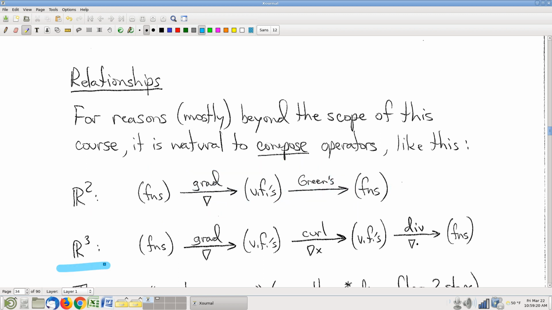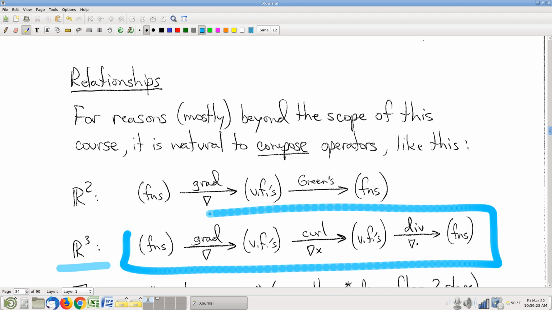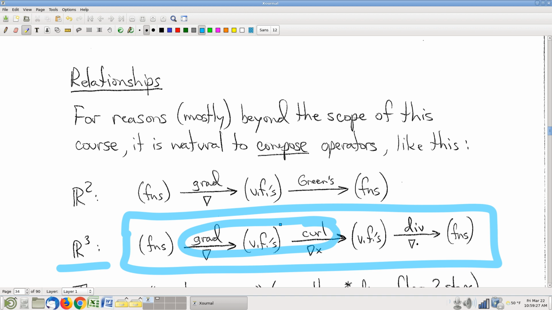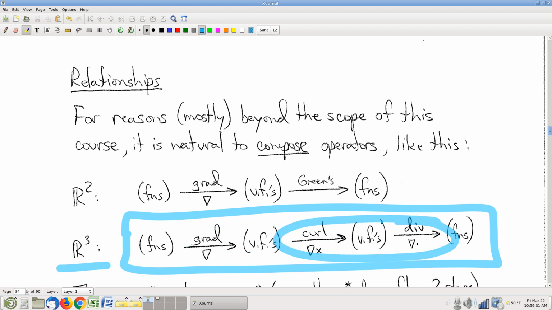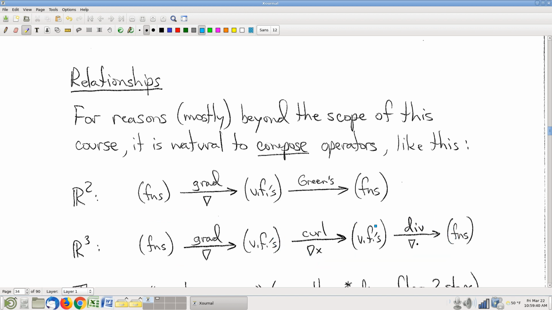Likewise, in R3, it's going to make sense later on, but be on the lookout for this. It's going to make sense to take curls of gradients. That ends up being a natural thing to do. And likewise, to take divergence of curls. It's going to turn out to make a lot of sense. Again, just a heads up, this is a little bit of foreshadowing.